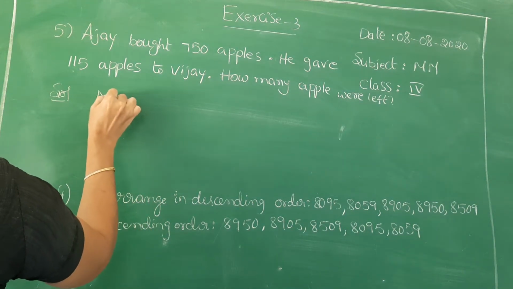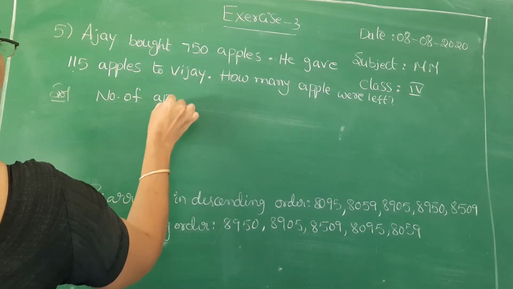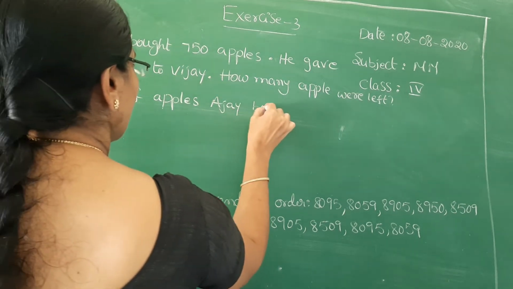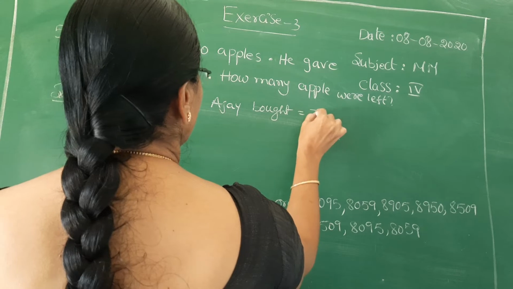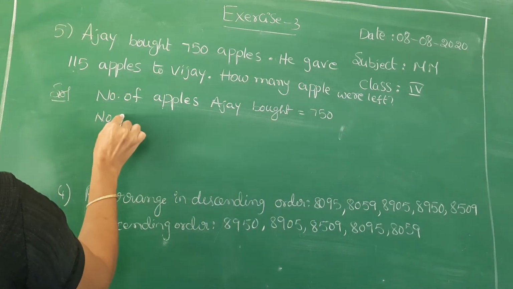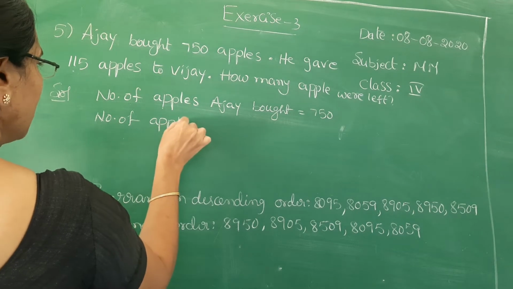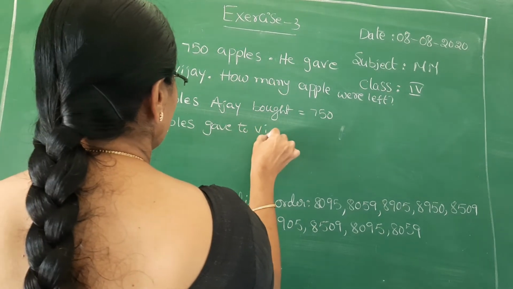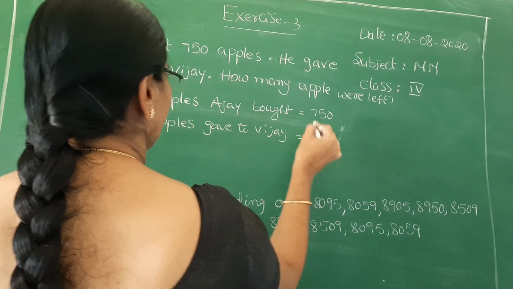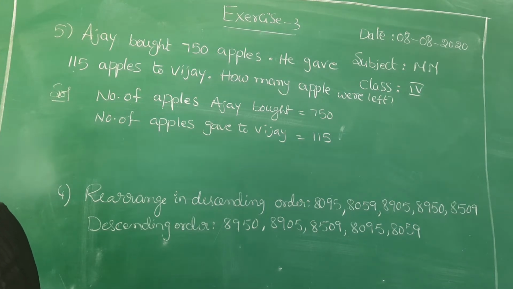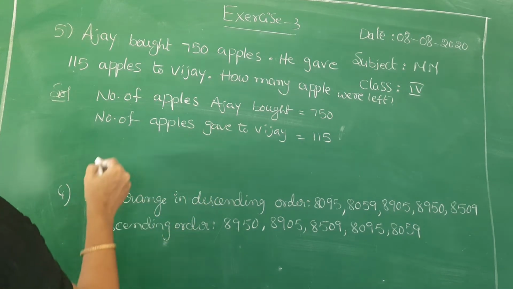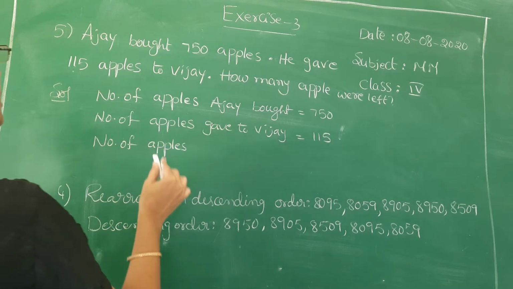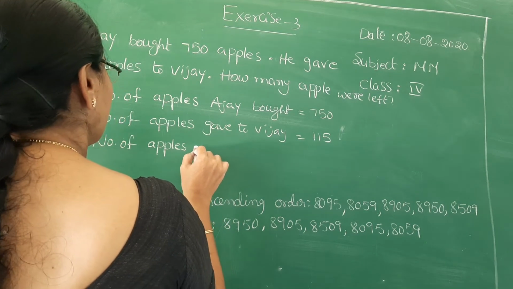So number of apples Ajay bought. How many did he bought? See, 750 apples. Number of apples given to Vijay. How many did he give to Vijay? 150. So after giving the apples to Vijay, how many apples are left with him? They are asking: number of apples left with Ajay.